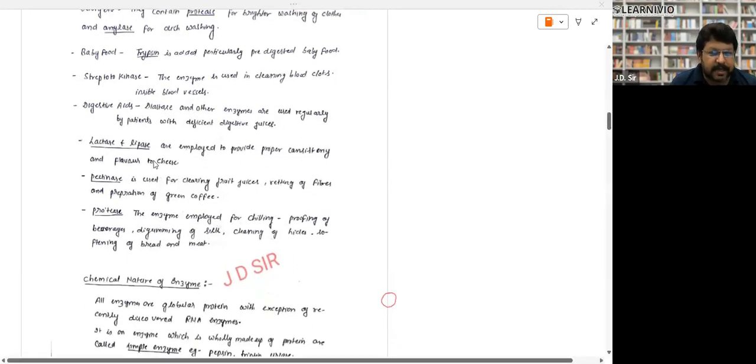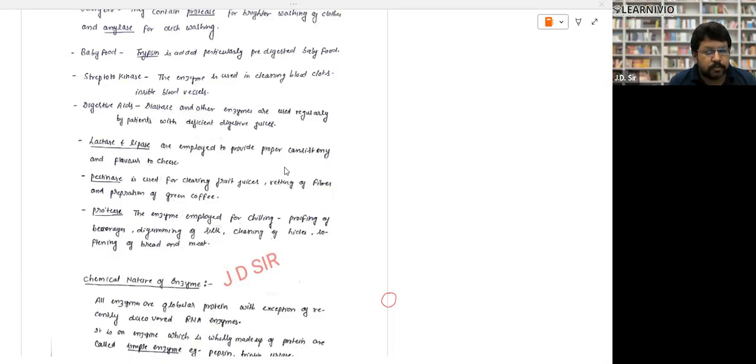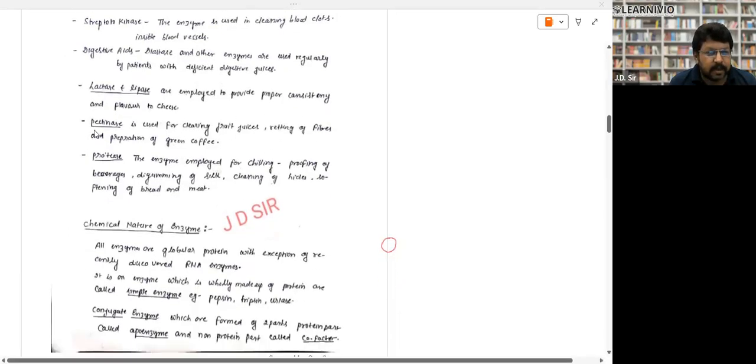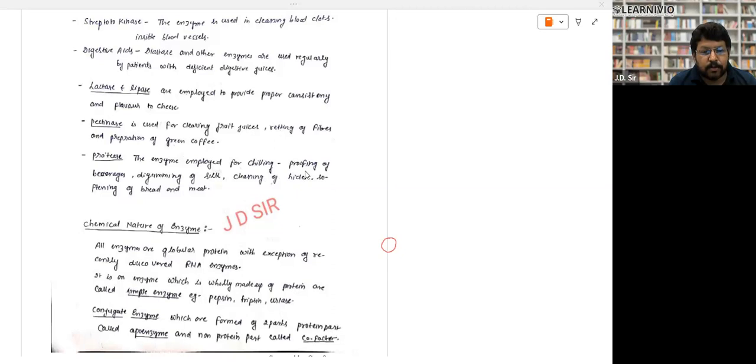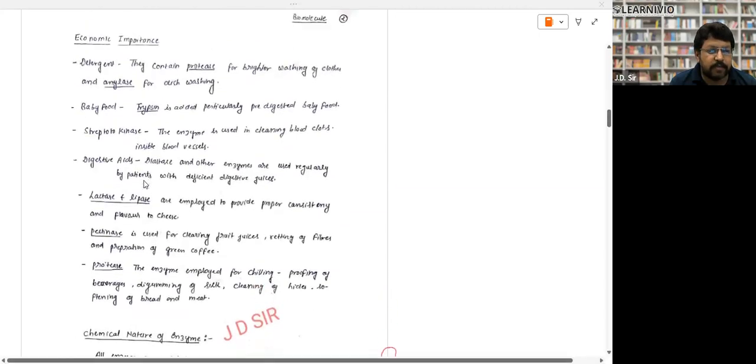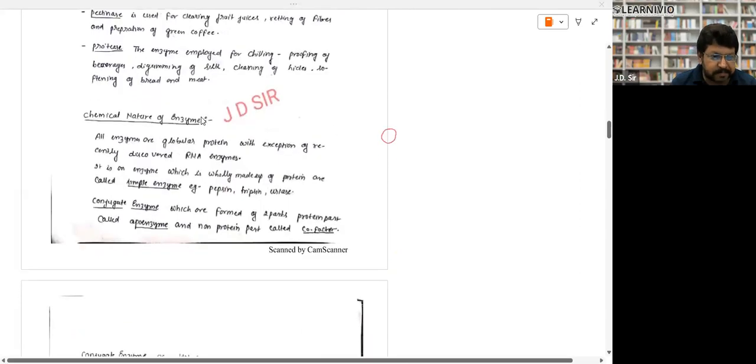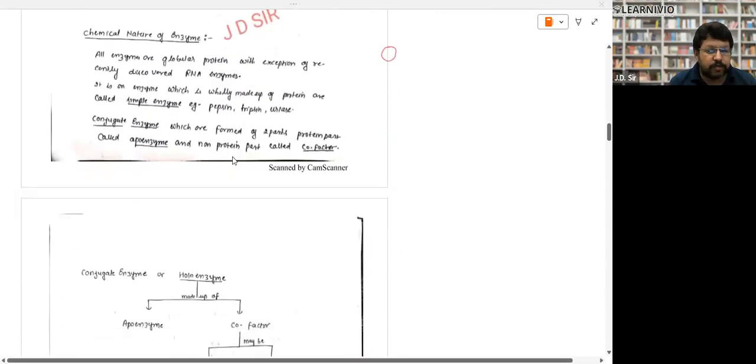Then lactase and lipase are employed to provide the proper flavor to cheese. And pectinase is used for cleaning the juices. And proteases are employed for chill proofing of beverages, giving shine to silk fiber, cleaning off the hides and all that. So these are the importance of enzymes which are used in our daily life, economic importance.